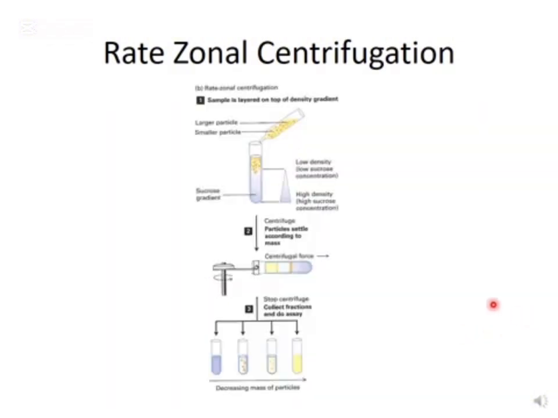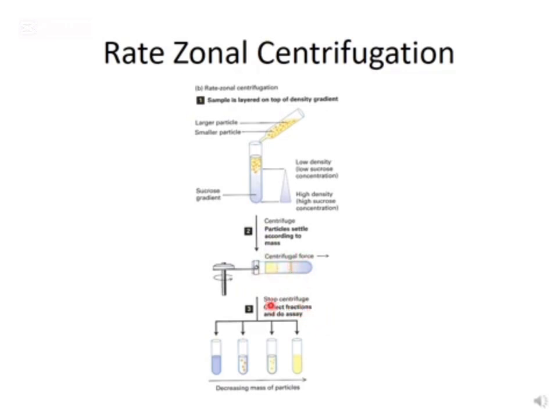So as I just mentioned, there's a sucrose gradient that's already inside the tube. That gradient has a very high density at the bottom of the tube, and as we move to the top, that density decreases. The protein solution is poured on top of the density gradient. Then the centrifugal force is applied onto the tube, and the particles settle at different zones according to their mass.